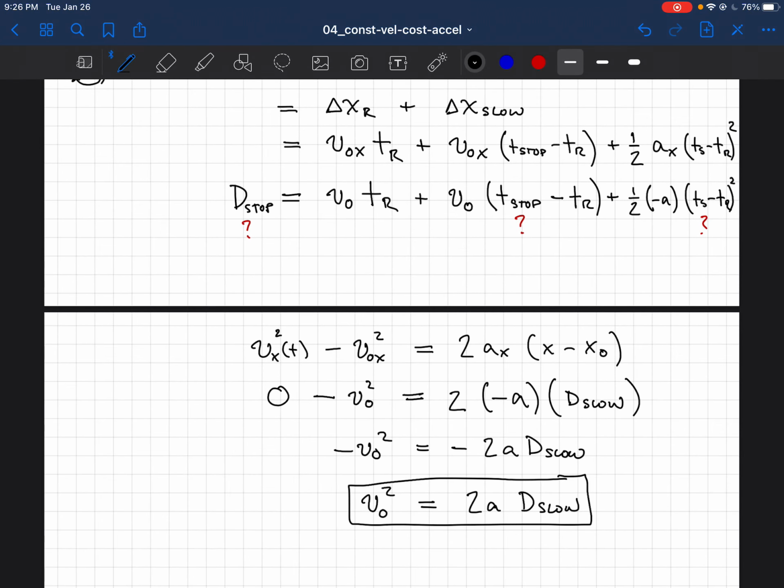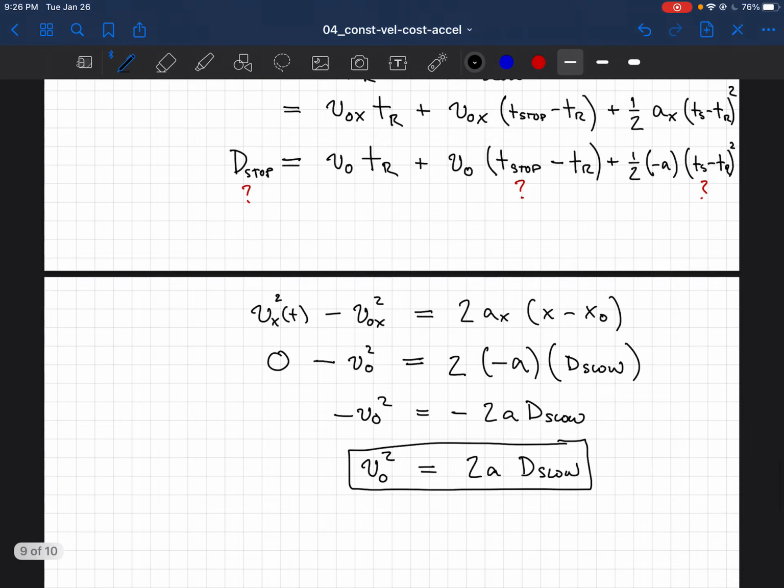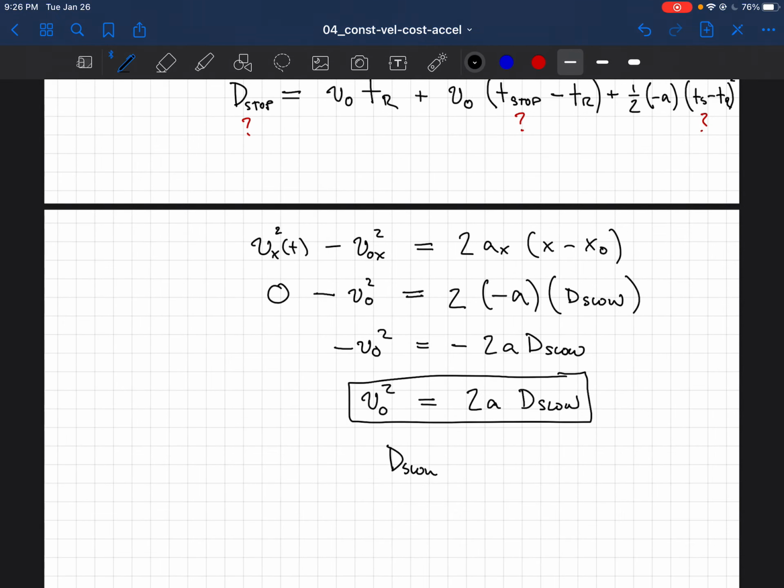Now, are we able to finish the problem? Meaning, do we have two equations with two unknowns? Well, in this one I have d slow as an unknown, and here I have two other unknowns, d stop and t stop. So it looks like I can't quite figure it out from there. However, this equation I can solve directly for d slow. So what's d slow? That's going to be v0 squared over 2a. And so v0 squared over 2a, we can solve for that because we know exactly v0 and a. We'll come back to that in a moment.